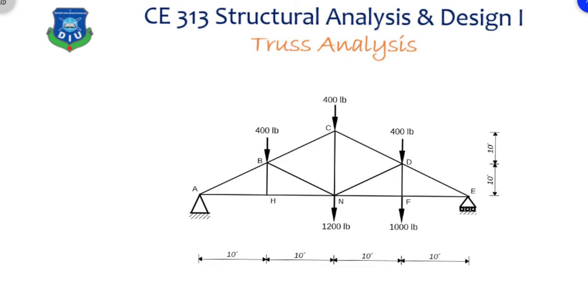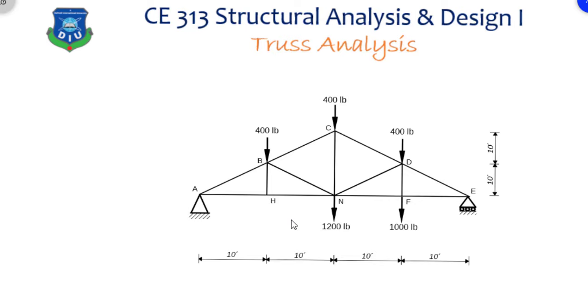So here is our real truss, and you can see that there is a pin support at point A, and there is a roller support at point E, and there are some external loads at points B, C, F, D, and you can see the dimensions here. This is the vertical dimension and this is the horizontal dimension. So what is the first step to solve any truss?